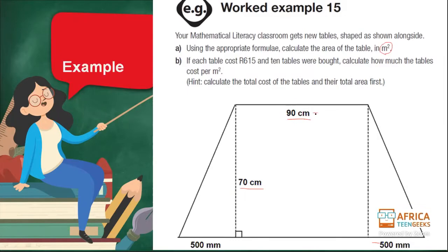So you'll write 90 centimeters on the chart is equal to so many meters. Then you must tell me 70 centimeters is equal to so many meters. Then you must tell me 500 millimeters is equal to so many meters. Right? Okay, that is the first part of this question. First of all, make sure that the units are the same as what is required for your answer. So I'm looking for 3 answers from you guys.